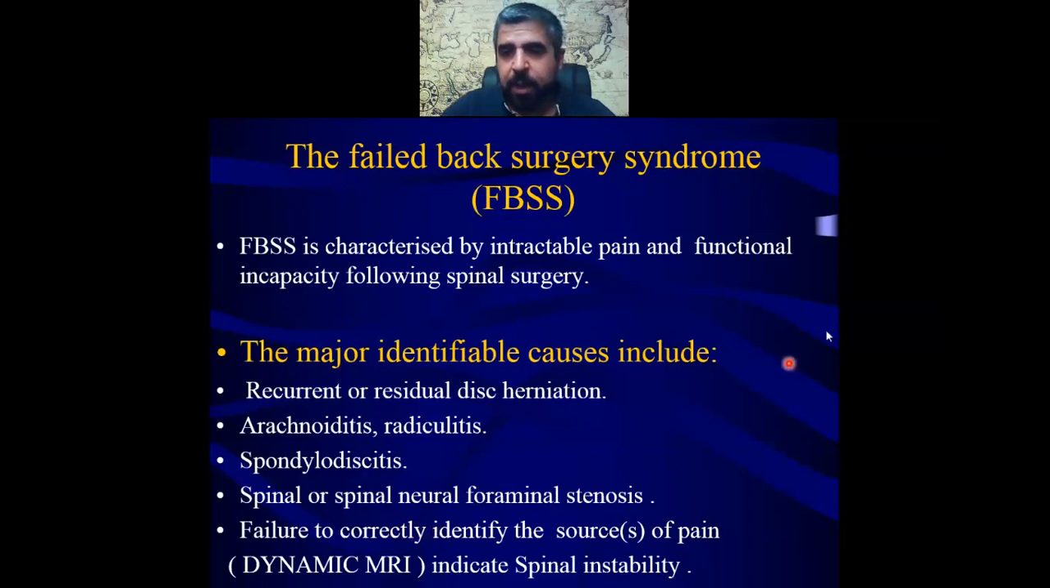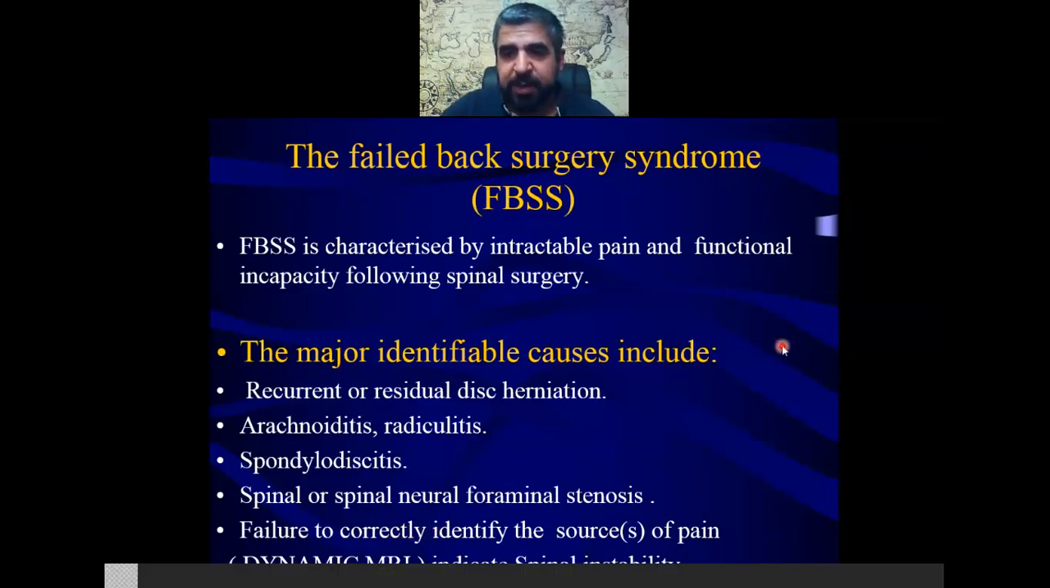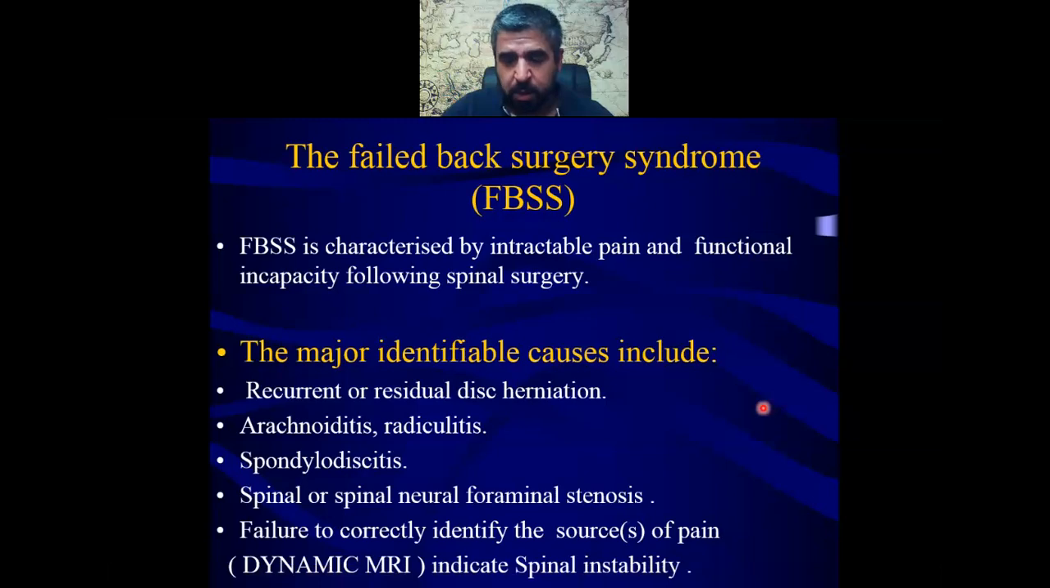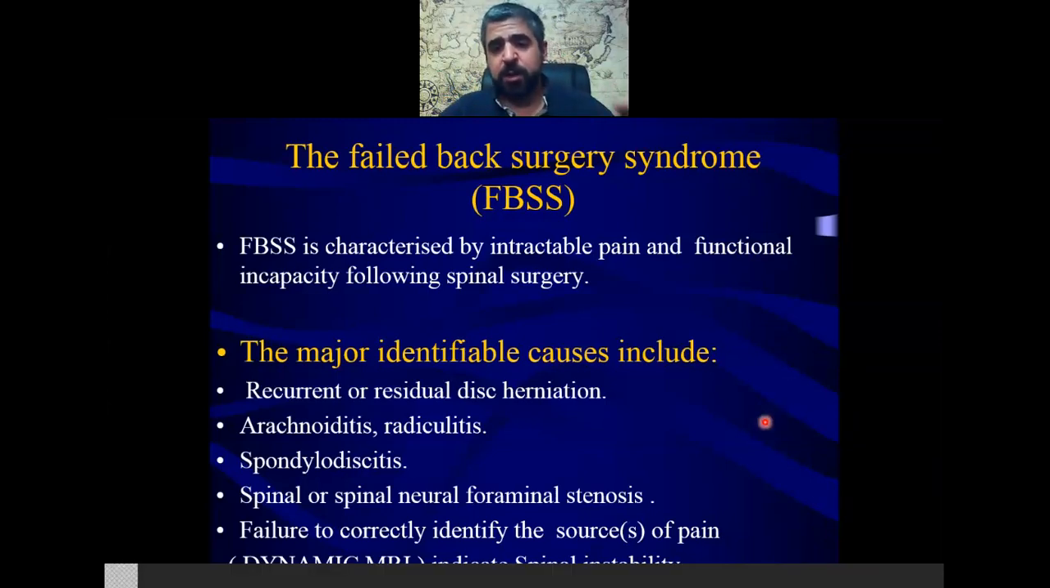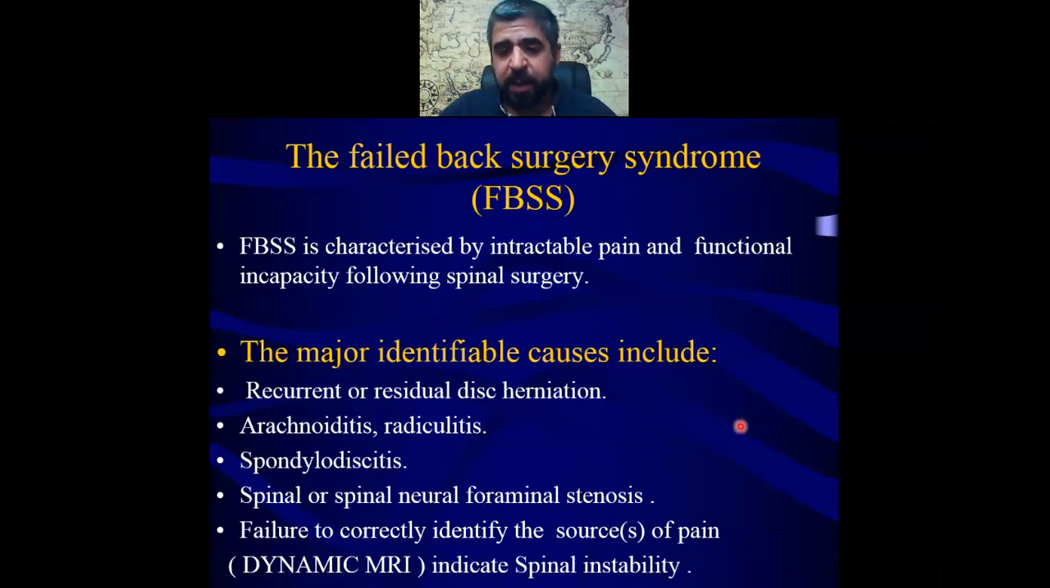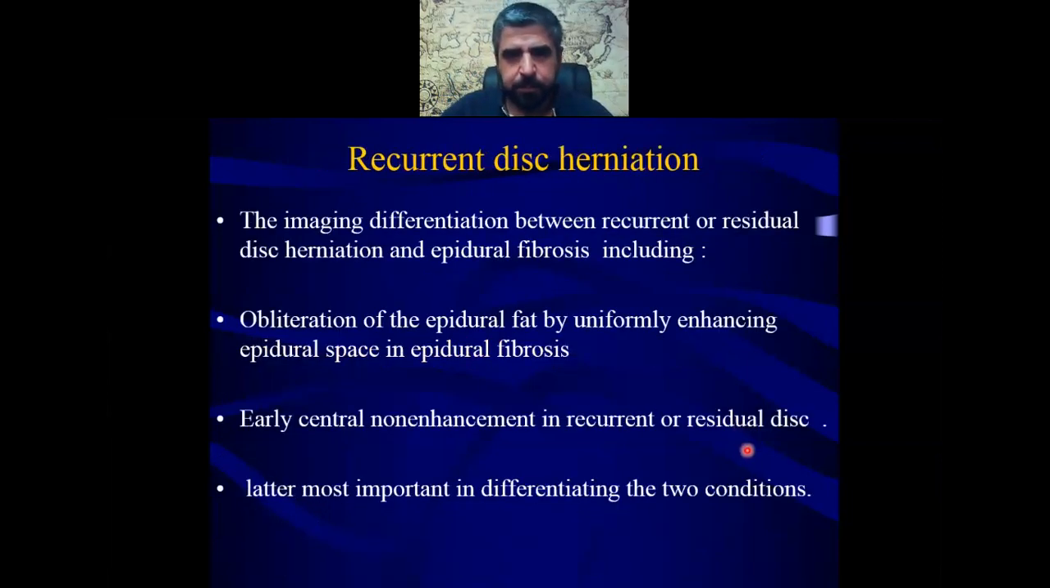So failure to correctly identify the level or the source of the pain. Here we need something called dynamic MRI to show the spinal instability. We will talk about it later in some detail: what is this dynamic MRI and how is it done? So, first of all, the most important thing is recurrent disc herniation. There was a disc herniation, the surgeon removed it, but unfortunately it recurred, another herniation at the same disc.